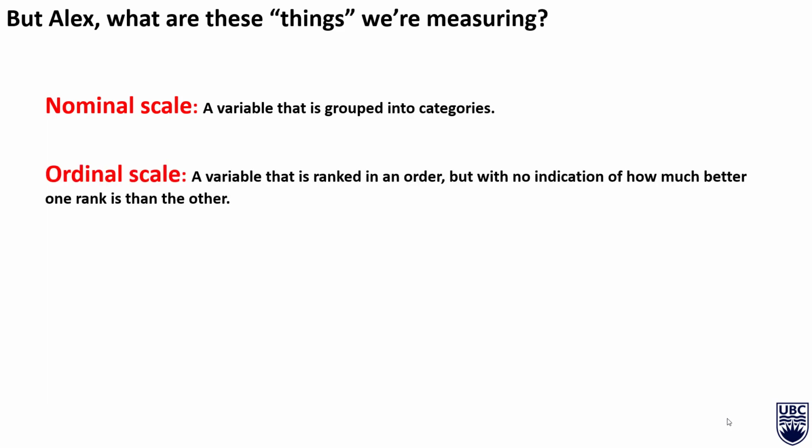An ordinal scale is a variable that is ranked in order, but with no real indication of how much better one rank is than the other. Okay, so let's take an example of a Likert scale. I don't know if you guys have ever done these surveys where it's asking you to rate your favorite movies from a scale of 1 to 5. 1 being the worst movie you've ever seen, and 5 being the best movie you've ever seen, right? So it's a numerical value, and there's an order to it, so from 1 to 5.